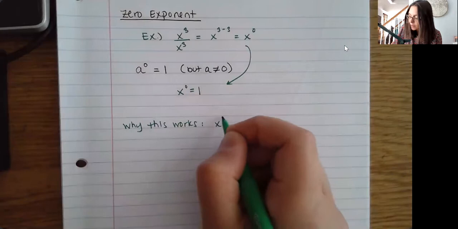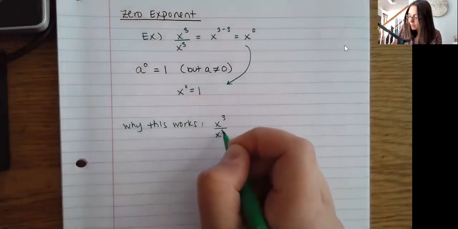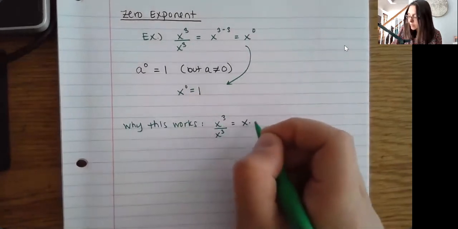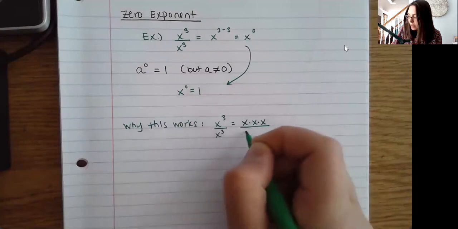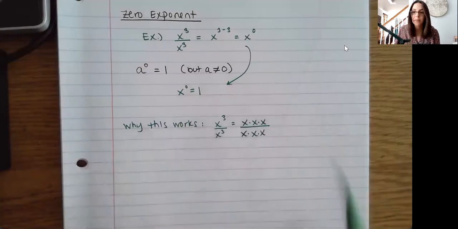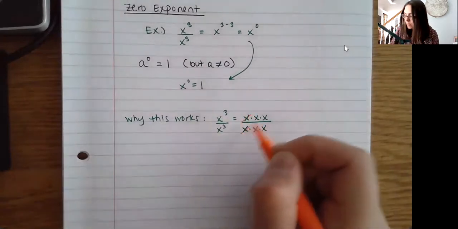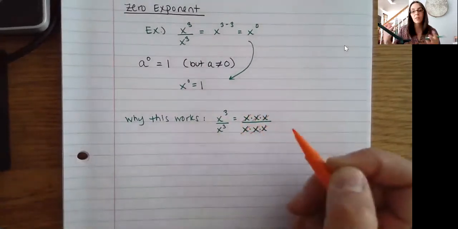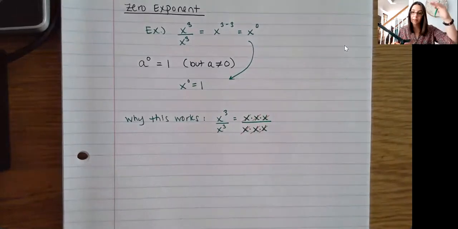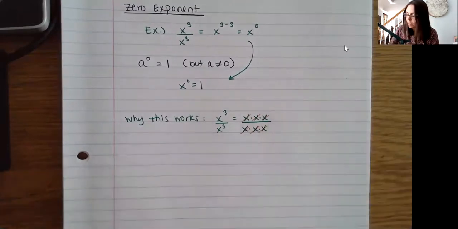If I have x to the 3rd over x to the 3rd, and I write this out, I have x times x times x over x times x times x, right? So what ends up happening here is you cancel these one at a time, right? These all cancel. But when we're doing division, when I have the same thing on top and the same thing on bottom, and I divide them, the value is 1. So that's why our answer here is 1.